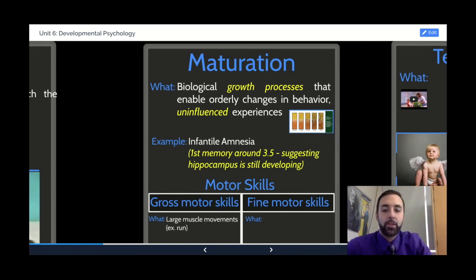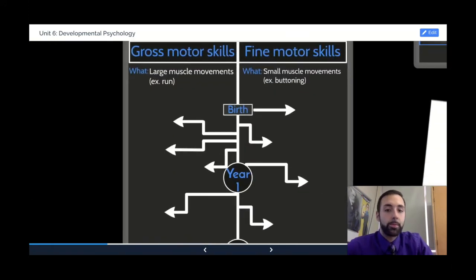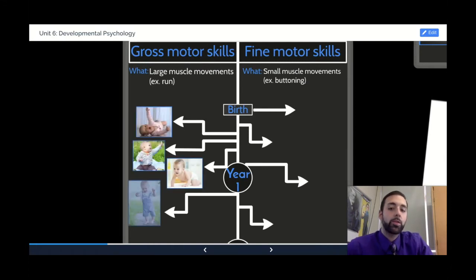Another example of maturation beyond just memory are motor skills. There are 2 different classifications of motor skills that we exhibit: gross motor skills and fine motor skills. Gross motor skills are the large muscle movements that we produce. Like if we're going to talk about a newborn, we're talking about things like rolling over or sitting up or crawling or walking. These are things that are going to require large muscle movements. We're not talking about moving one finger. That's certainly not a large muscle movement. We're talking about utilizing muscles necessary to walk and run and kick something and throw something.